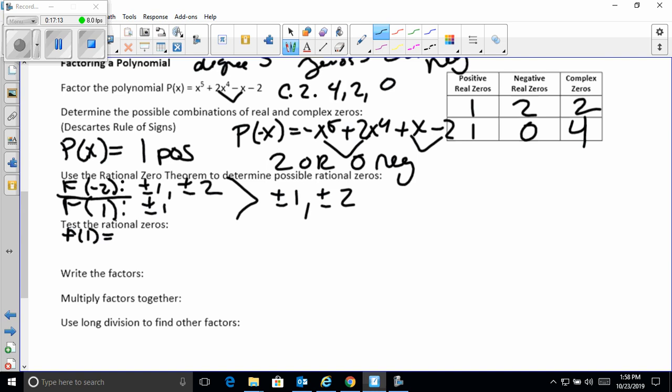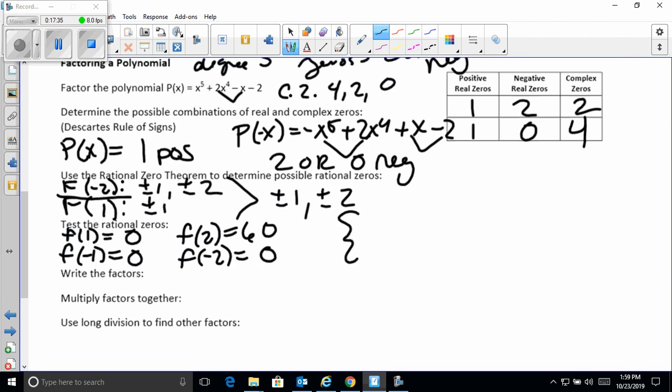If I plug in a 1, I get 0. I plug that in to the original function. If I plug in a -1, I get 0. If I plug in a 2, I get 60. And if I plug in a -2, I get 0. So I have 3 right there. I have -1, -2, and 1. So that means I'm in this case: 1 positive and 2 negatives. So I have 2 complex.